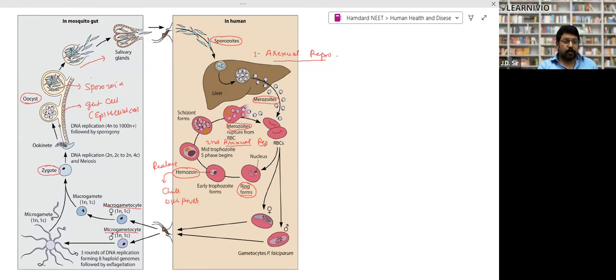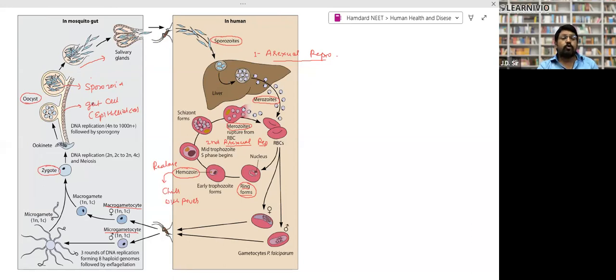After that, this zygote makes a cyst-like structure in the epithelial cell of the gut, right? Again, development of sporozoites takes place, and these sporozoites move from the gut to the salivary gland, and from the salivary gland they are released to a healthy person again, right? So for this mosquito, please note it down.